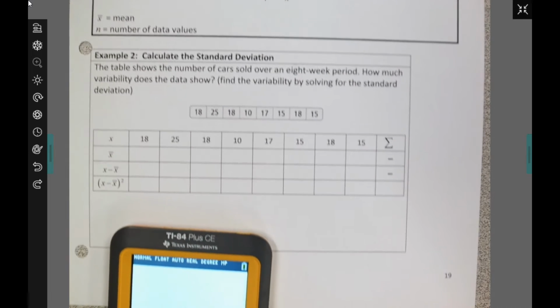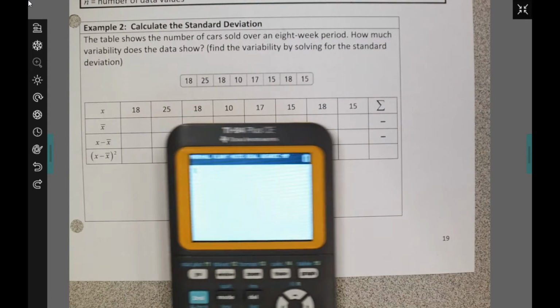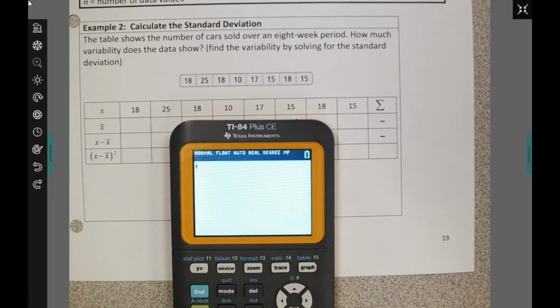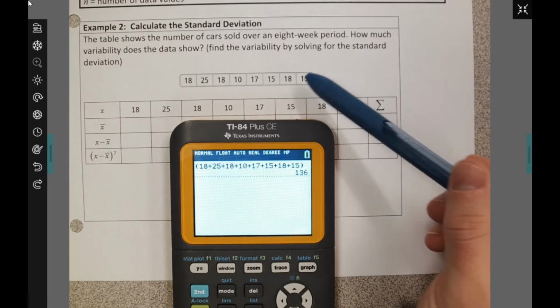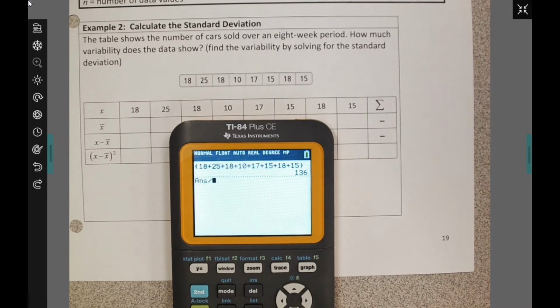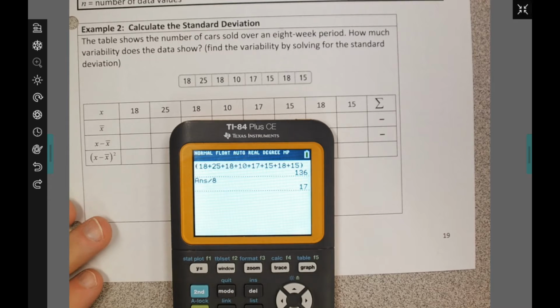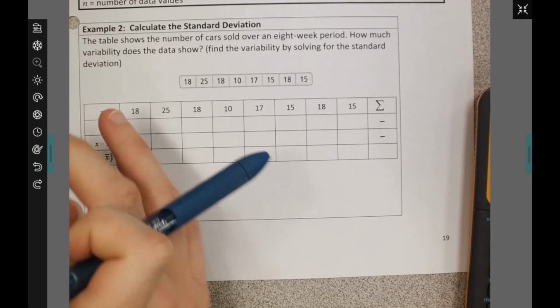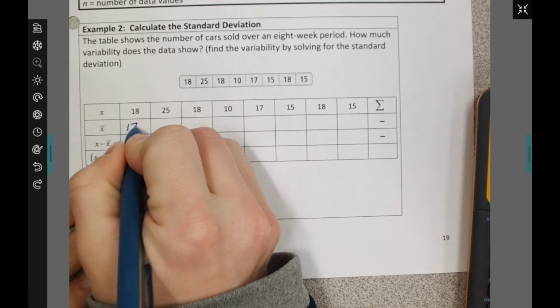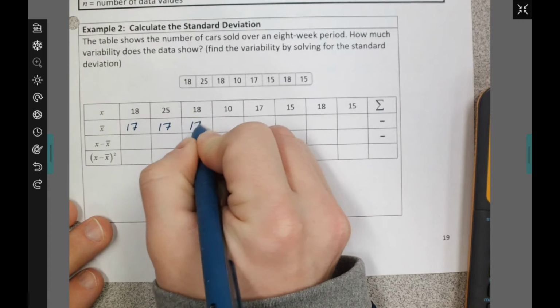So remember, there's two ways you can go about doing this. You could go back to elementary school, which is what I'm going to do here, and know that the mean is the average. So I can go ahead and add all these values up. So 18, 25, 18, 10, 17, 15, 18, 15. Okay, so we go ahead and add them all up. And then there were 1, 2, 3, 4, 5, 6, 7, 8 entries. So we divide by 8. Okay, so the mean for our data here is 17. And the mean isn't going to change at all for any of these. So we're going to have 17 going all the way across the board.